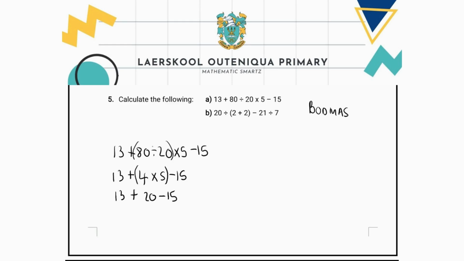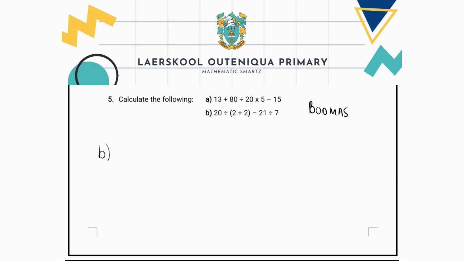And now I just work from left to right. So 13 plus 20 will give me 33, and 33 minus 15 would give me 18. So my answer to A should be 18. Let's move on to B. 20 divided by (2 plus 2) minus 21 divided by 7. What do I do first? If you said brackets, well done.